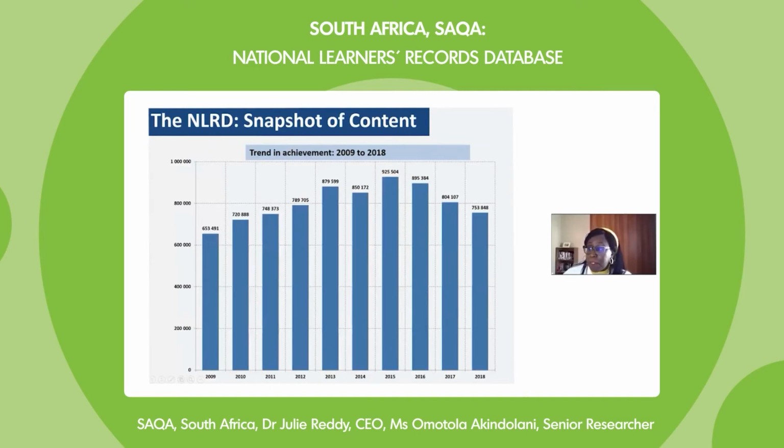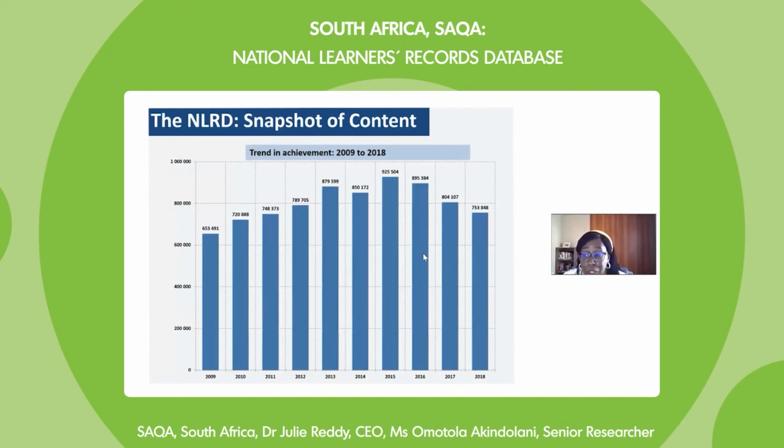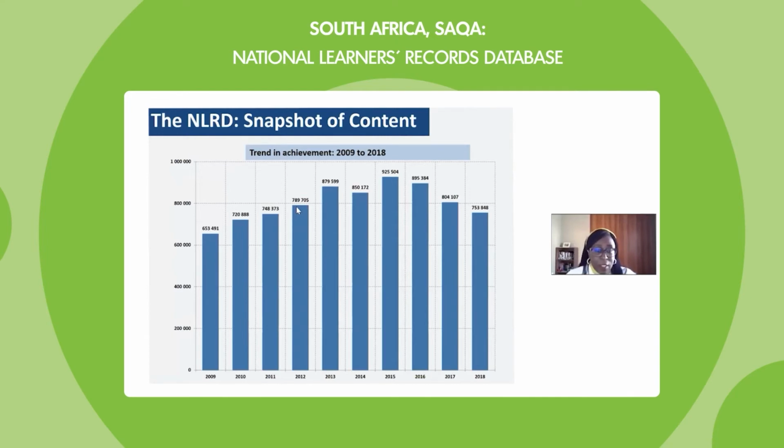Now, with this rich data and detailed information, SAQA is able to produce various reports and analysis at various levels that provide information. In terms of our in-house analysis, SAQA has produced 6 trends reports that look at the information on the NLRD and share them with the public. The first trends report was published in 2002, and we've just recently produced the 6th trends report. And this graph is one of the graphs that we replicate in the report.